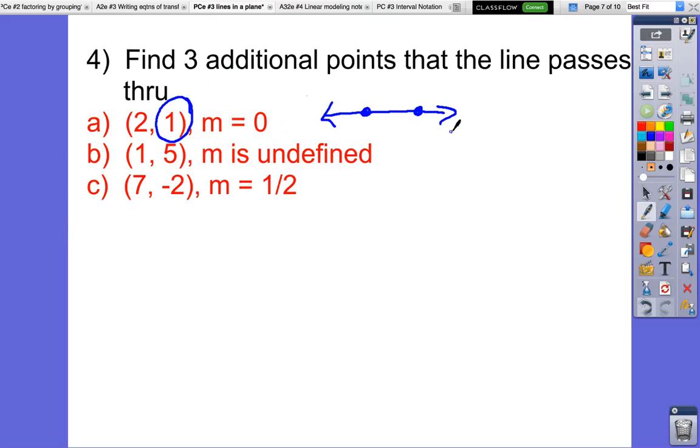So if my slope is 0 and I'm writing 3 additional points, my X values have to change, and I can pick anything. I could pick like (0, 1), (-2, 1), or (7, 1). I'm just picking whatever X's. So as long as my X's are changing, my Y is staying the same, that's telling me it's horizontal.